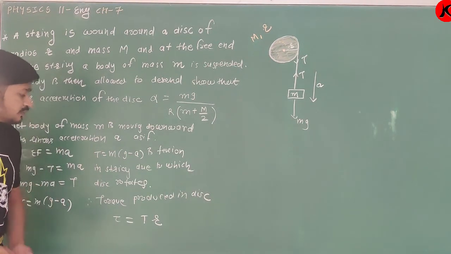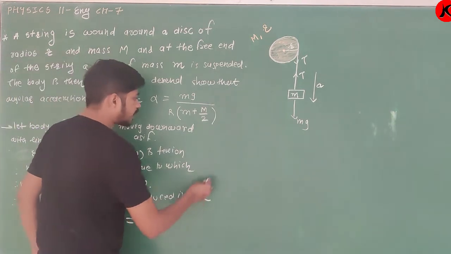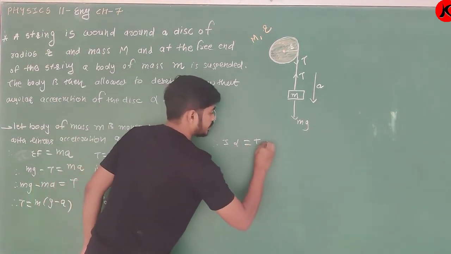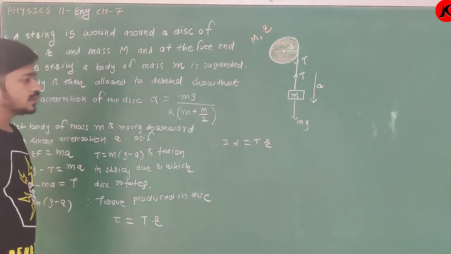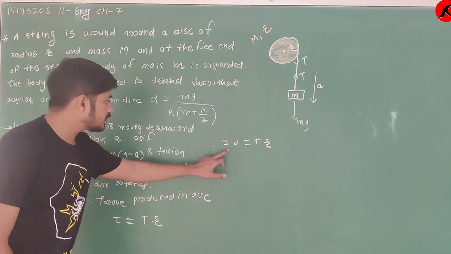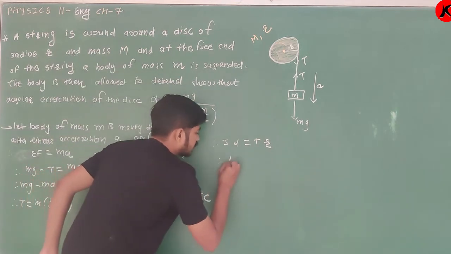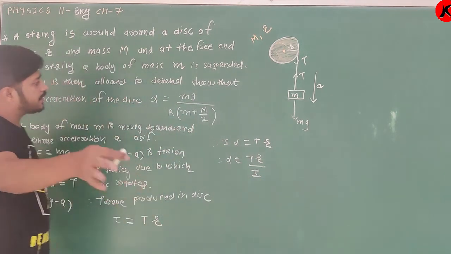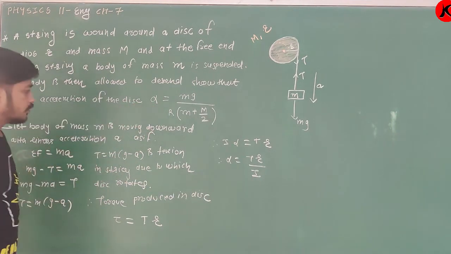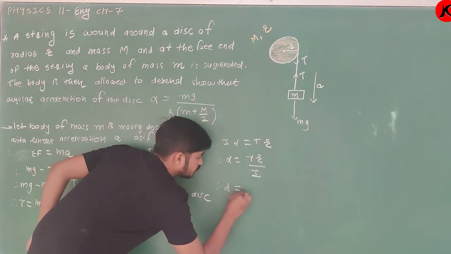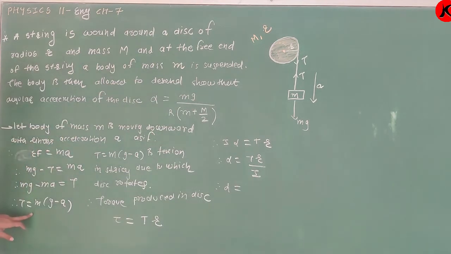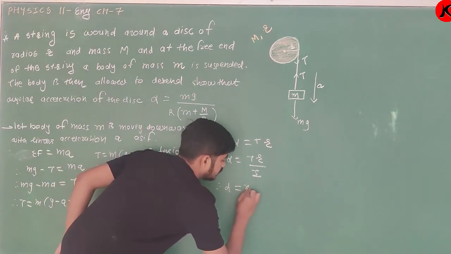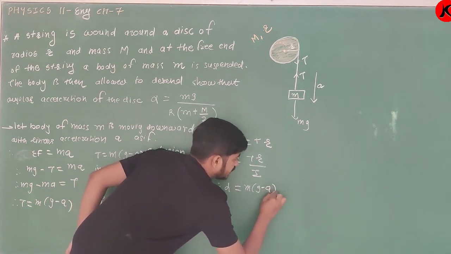Now we know another equation, tau is equal to I alpha. So I alpha is equal to TR. To make alpha the subject, alpha is equal to TR upon I. But it is not your answer. You know the equation of T: T is equal to mg minus ma.